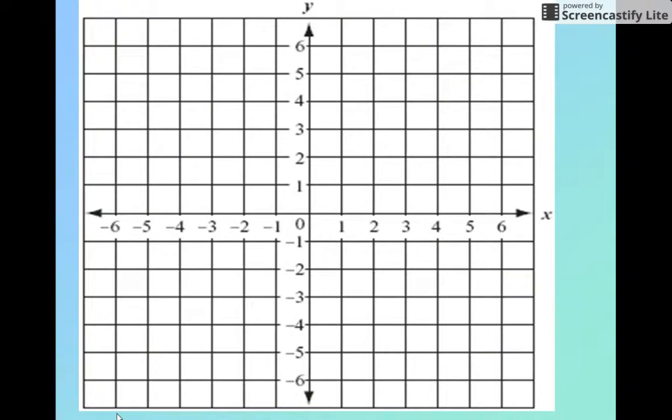Next, we have a blank coordinate plane, and on this coordinate plane, I'm going to label some of the important parts of the coordinate plane. One of the most important parts is the origin, and the origin is always the point 0, 0. And then we have our x-axis, which is, again, our horizontal axis, and our y-axis, which is our vertical axis. And I'm going to go ahead and label our quadrants on here as well.